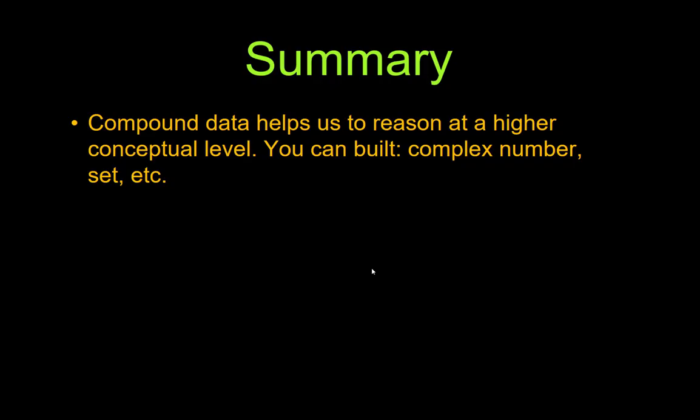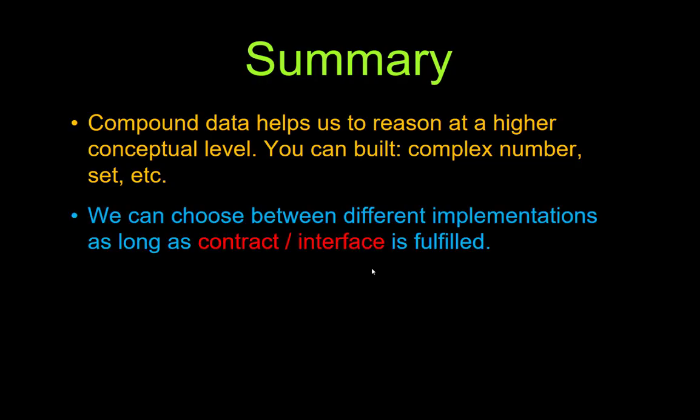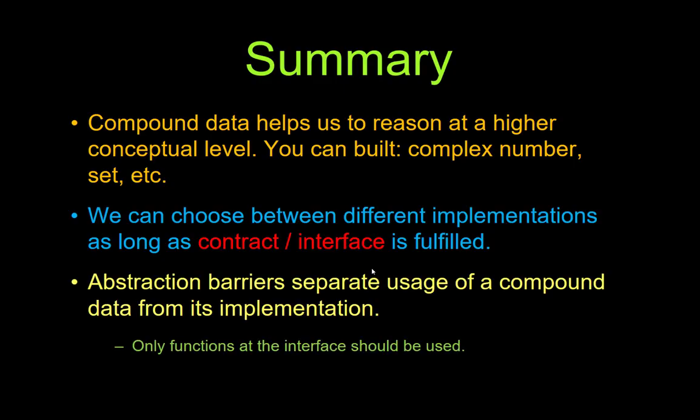To sum up this video, you have seen compound data and the different notions of equality. Compound data helps us to reason at a higher level, and you can use it to build complex numbers, sets, etc. And we can choose between different implementations as long as we keep the contract, the interface, the same. Abstraction barriers separate usage of compound data from its implementation. You should use mainly functions at the interfaces, even though Python doesn't enforce it.